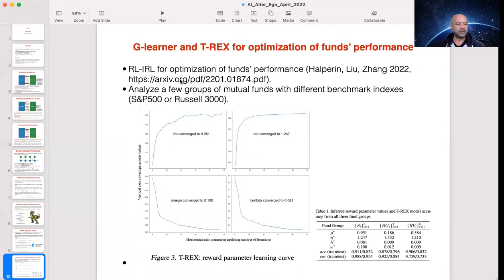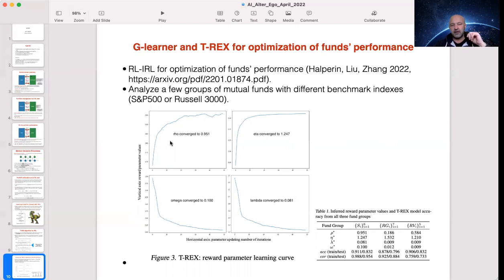All right. So the performance of this algorithm is illustrated in our paper, and these graphs are taken from the paper. The first thing which I wanted to show is how the algorithm converges for the IRL stage. So what we do, we take a few groups of mutual funds, which are all grouped according to their benchmark indices. And for those, we use either S&P 500 or Russell 3000. And then we train on these groups. So we have a few funds in each one of these groups.